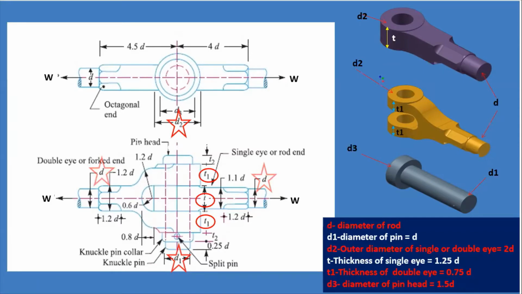One more parameter you can observe here is d3, which is nothing but the pin head of that knuckle pin, and it is equal to 1.5d. From this it is very clear how important d is, because all these will be helpful for the empirical relationships.